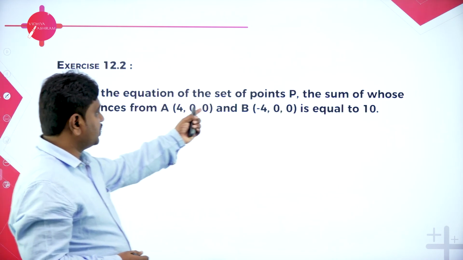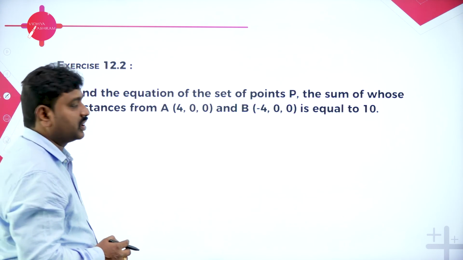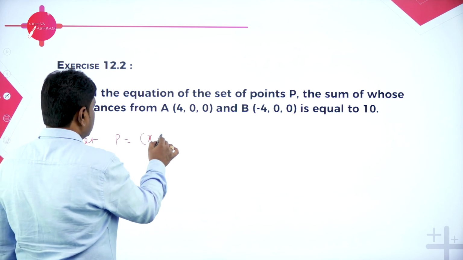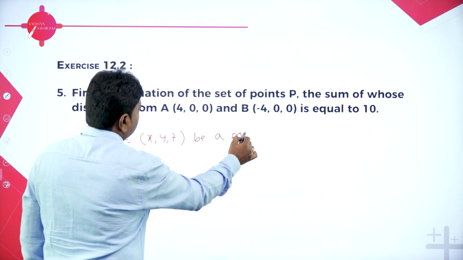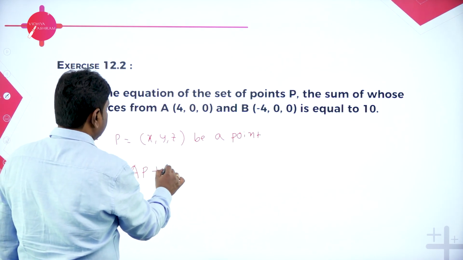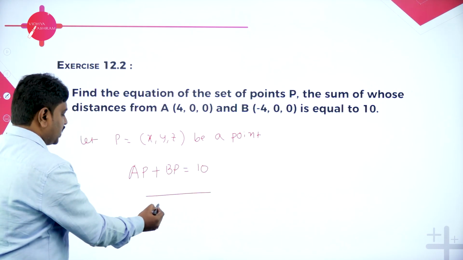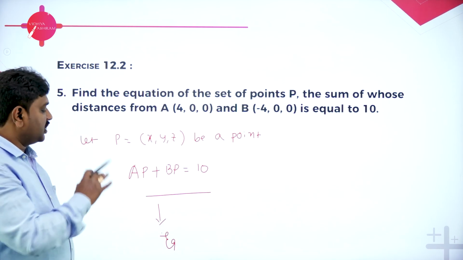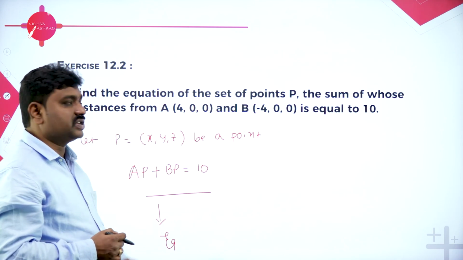Same, find the equation of set of points, sum of whose distances from A and B are equal to 10. Let P equal to x, y, z be a point, and whatever is given, write the equation. They gave AP plus BP distance is 10. So apply distance formula, simplify, rearrange and write the equation. Final answer should be in the form of an equation. I hope you can try this and complete.